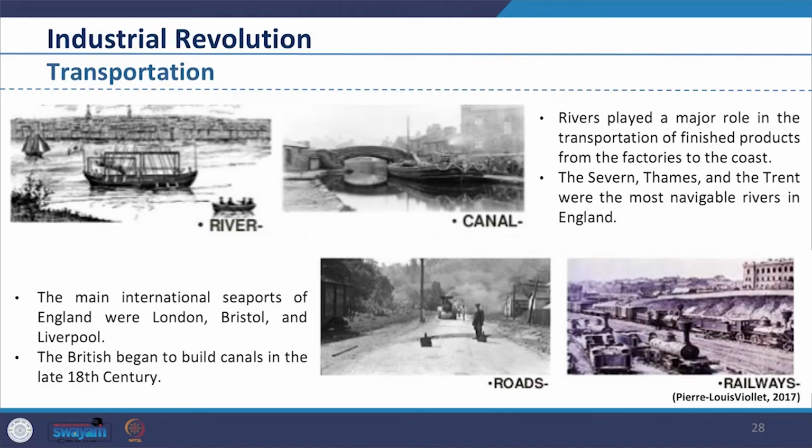In this time, we see that rivers played a major role in the transit of finished product from the factories through the coast. The Severn, Thames and Trent were the most navigable rivers of England. The main international seaports of England were London, Bristol and Liverpool. The British began to build canals in the late 18th century.